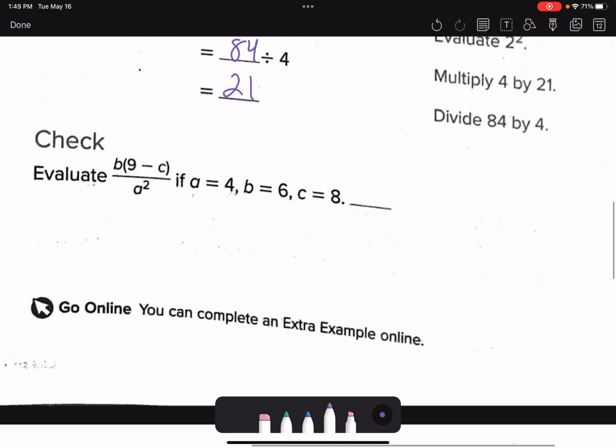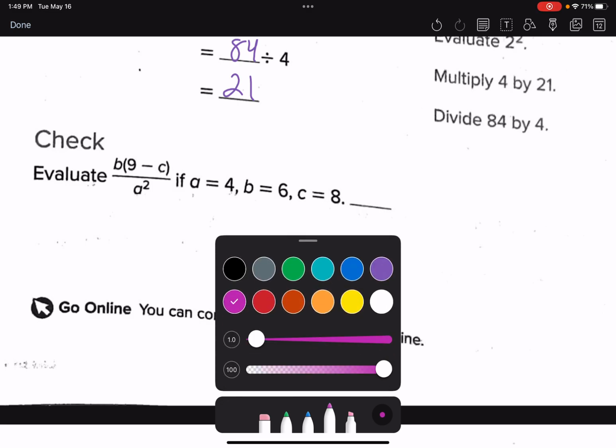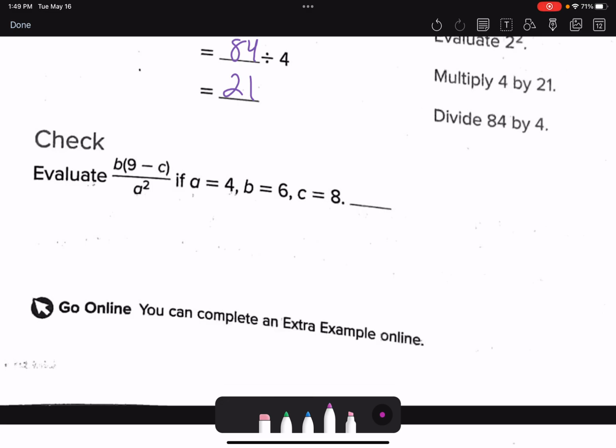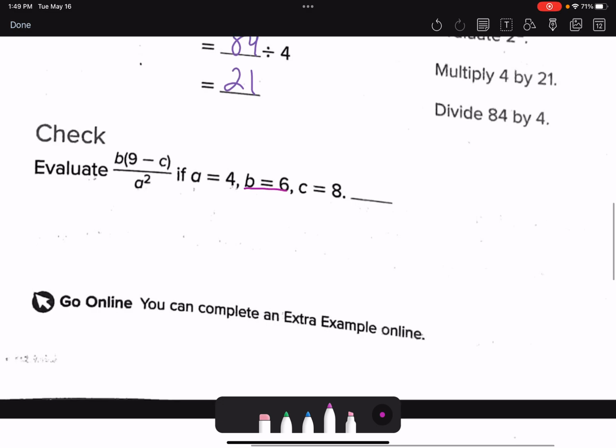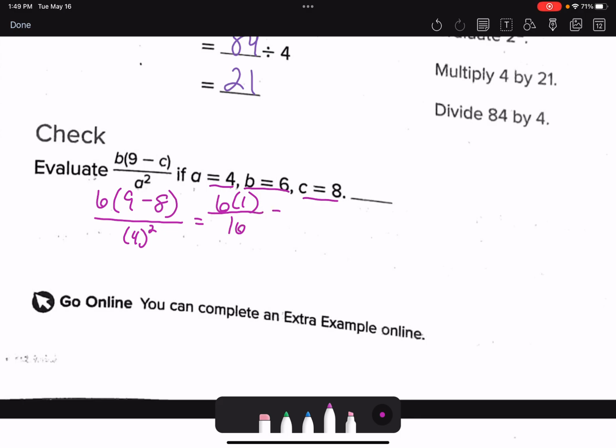Okay, so let's go ahead and do this additional example problem here. I'm going to just start replacing it. So it says B, and B in this problem is 6. So I'm going to replace that with a 6. And then 9 minus, and it says C is 8. So I'm going to put an 8 here, over A squared. And so A is 4 here, so I'm going to put 4 squared. And then I'm going to just do order of operations. So I'm going to do the numerator first. 9 minus 8 is 1. I didn't touch this 6, so I leave it alone. I replace 9 minus 8 with 1. And then 4 squared is 16.